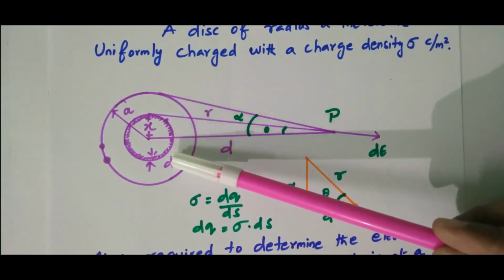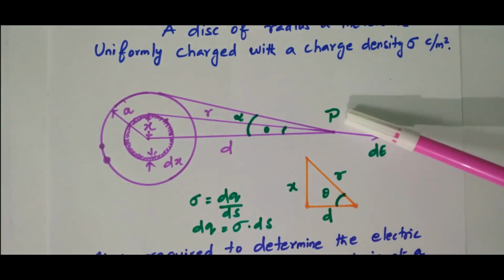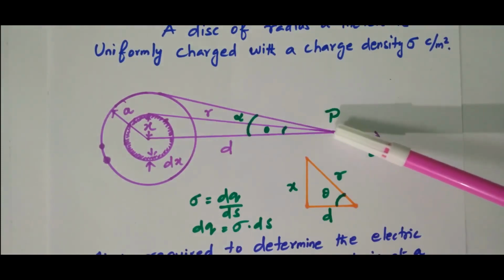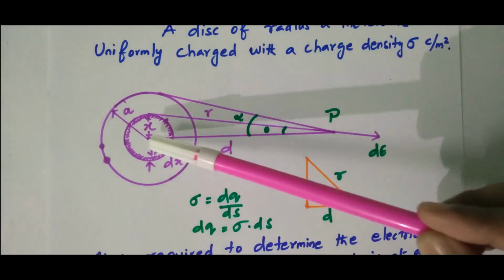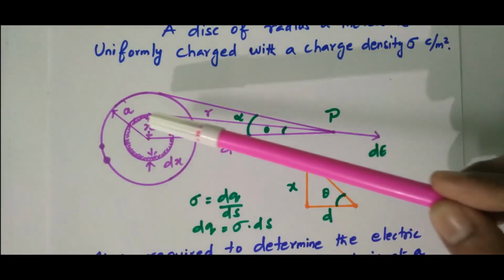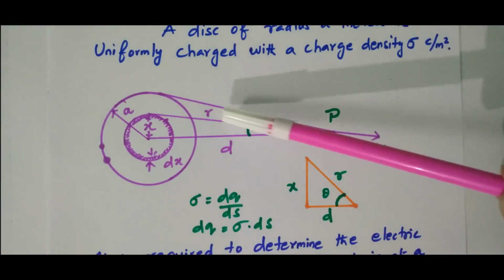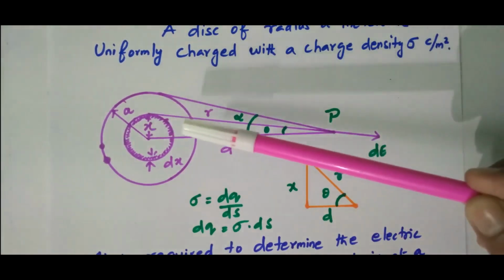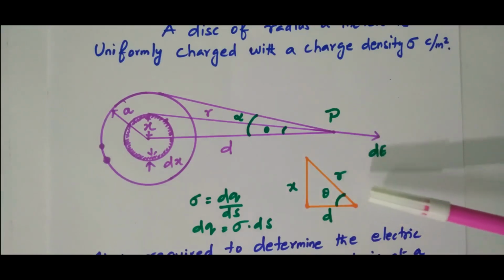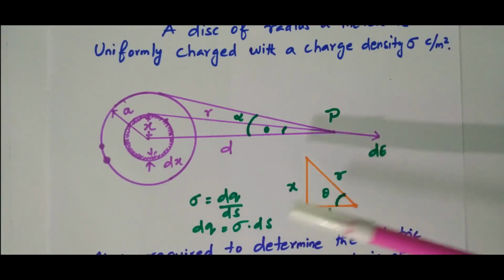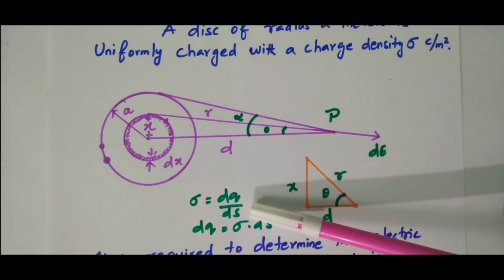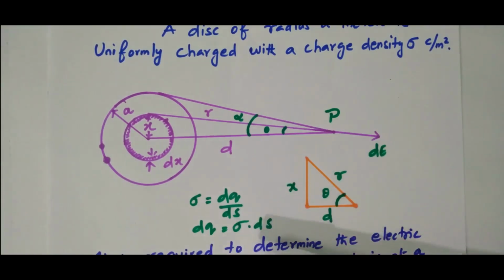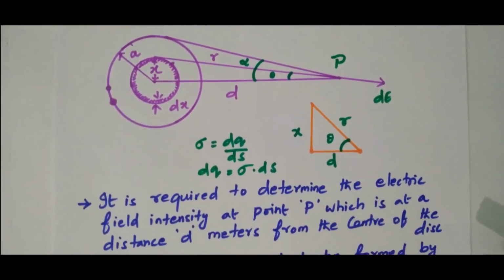The thickness is dx. Our aim is to find the electric field at this point P, which is at a distance d meter from the center of the ring. The distance between this point and point P is r meter. This will be x meter. So this triangle is drawn separately. Because of surface charge density, sigma equal to dq divided by ds. From that, dq equal to sigma into ds, right? So it is given in terms of surface charge density. So the description is given here.